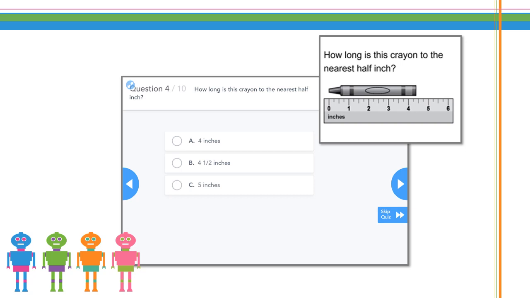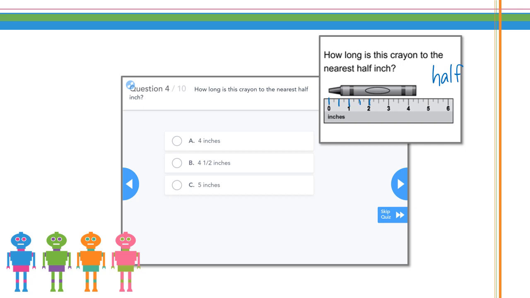Question 4, how long is this crayon to the nearest 1/2 inch? Well, I see more than 1/2 inches on my ruler. So let's highlight all the 1/2 inches. I know that if I'm talking about 1/2 inches, then I'm talking about 2 equal parts in 1 whole. So here's my 0 and here's my 1. And that line in between, directly in between, in the middle of 0 and 1 is going to be my 1/2. So I'm going to highlight my wholes and my halves.